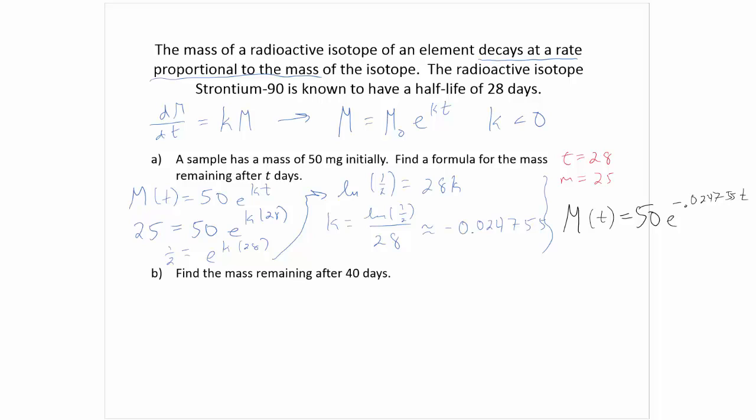All right, we're asked to find the mass after 40 days. Well, t in this model is in terms of days, so we just need to find m of 40. And so that would be 50 e to the negative 0.024755 times 40. And we need to calculate that. And I found this to be approximately 18.58, and the units on this would be milligrams.